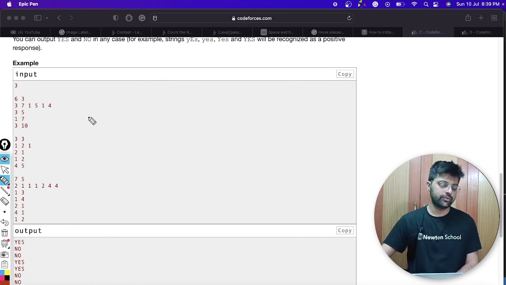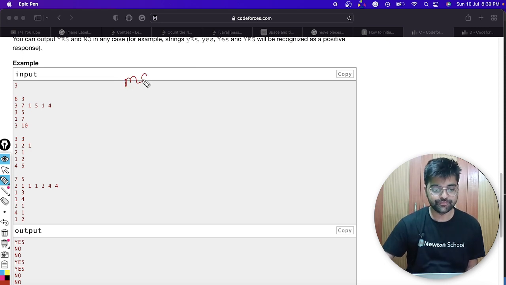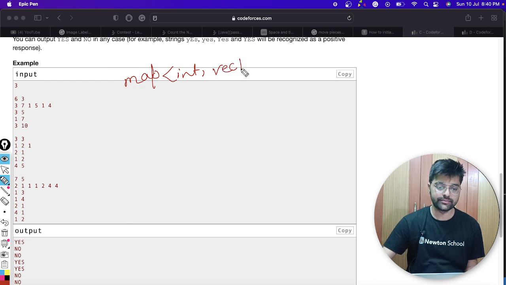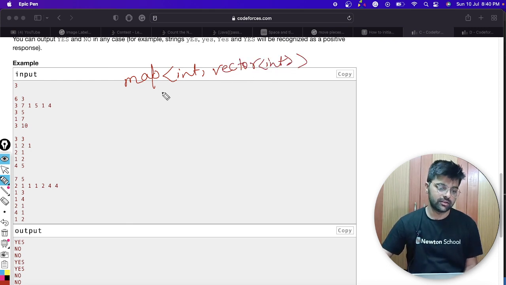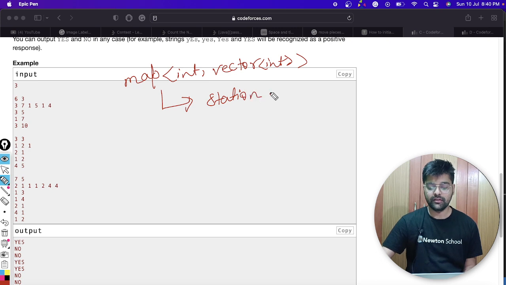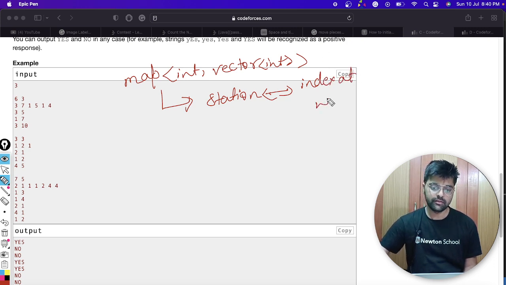So what will we do? We will have a map from integer to vector of int. What will this tell? This will tell the station and the indices at which it occurred.